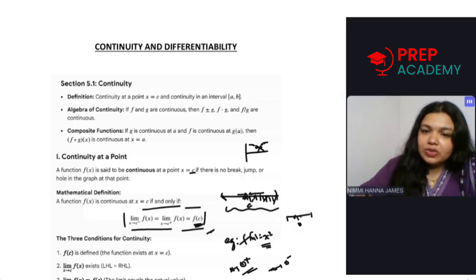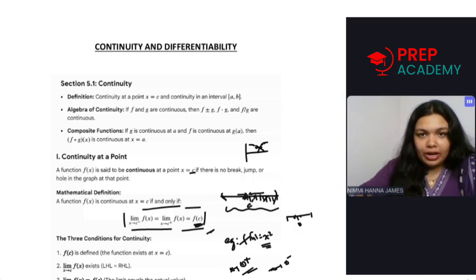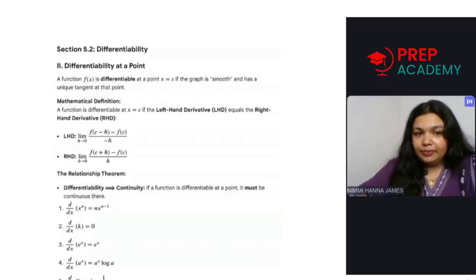So f of x equal to x square is a polynomial function. Every polynomial function is continuous. Similarly, sine and cosine functions are all continuous everywhere in their domain. Now that we understood continuity, we can get to the topic of differentiability. If a function is continuous at a point, then we can check for its differentiability.